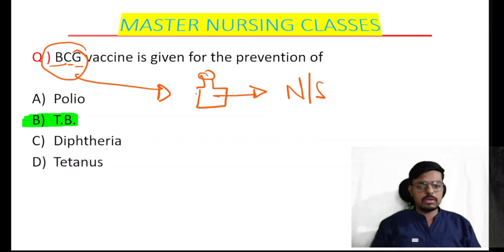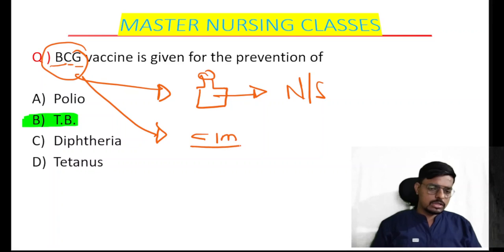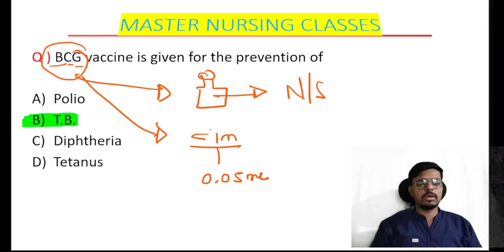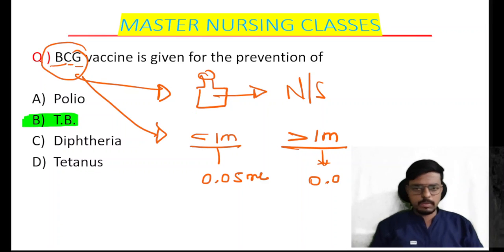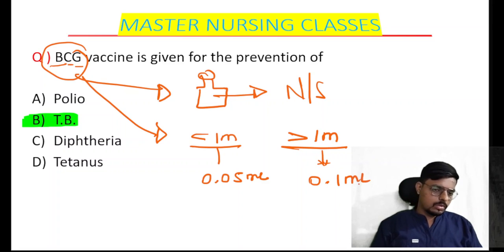Very important. Then what about the dose of BCG? If you are administering BCG to a child less than 1 month old, the dose would be 0.05 ml intradermal. If you are administering the BCG vaccine after 1 month, the dose would be 0.1 ml. So this would be the dose of our BCG vaccine.